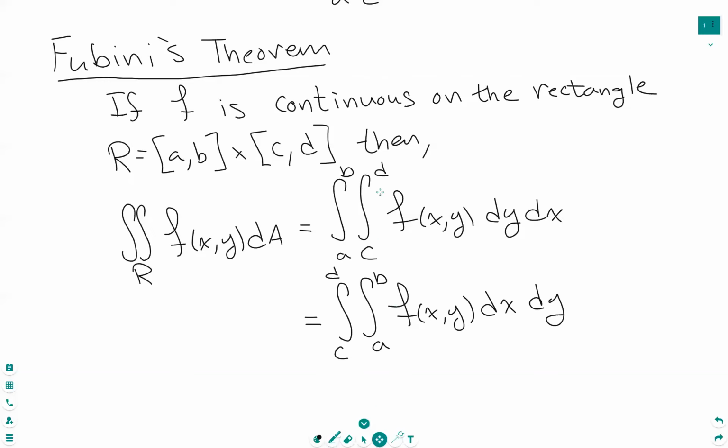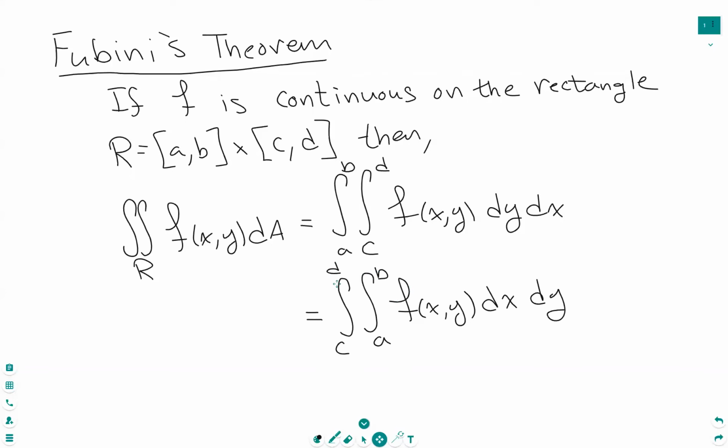Now we can only do this really cleanly because this is a rectangle. We'll get into what happens when we're looking at arbitrary domains, but for now we're sticking to a rectangle.